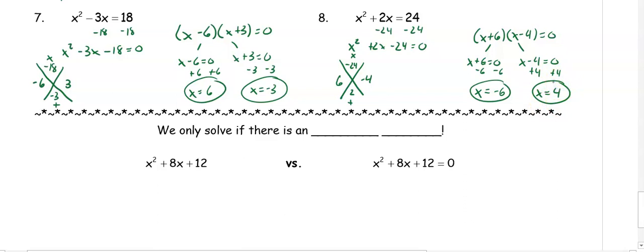Remember then that we are only going to solve when it's an equal sign. So in the first equation, we would only factor here, but here we would factor and solve.